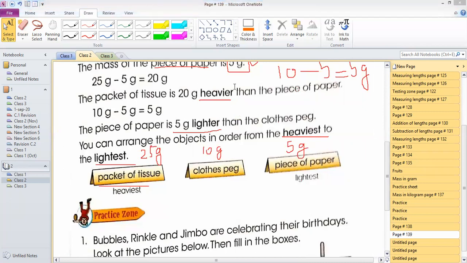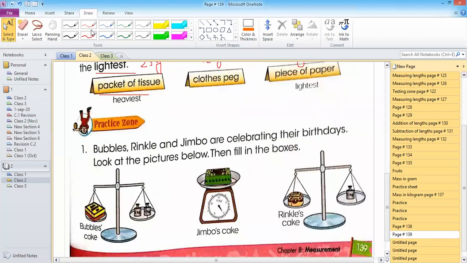Up to here, everything is clear, guys? Yes, sir. That's very good. Now, come to the practice zone.